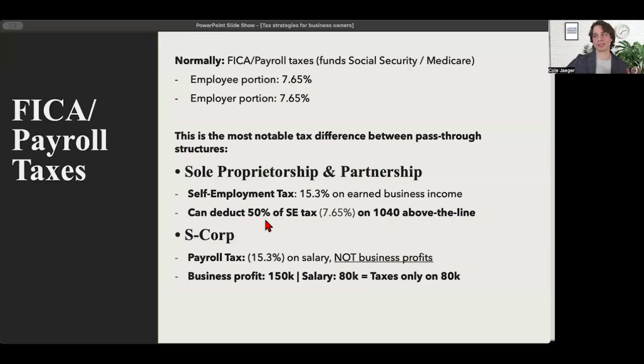What you can do here is deduct 50% of that self-employment tax on your 1040 above the line. If you're taxed as an S Corp, then you pay that 15% only on your salary and not on your business profits. So let's say your business makes $150,000 in profits, your salary is $80K, you're only paying taxes on that $80K. So some LLCs will elect to be taxed as S Corps for this reason, and some sole proprietors will become single member LLCs so they can then get taxed as S Corps.